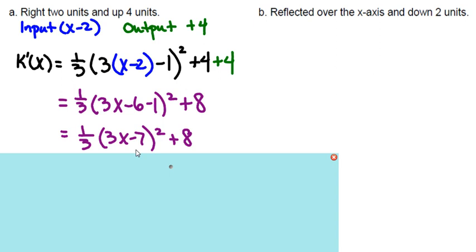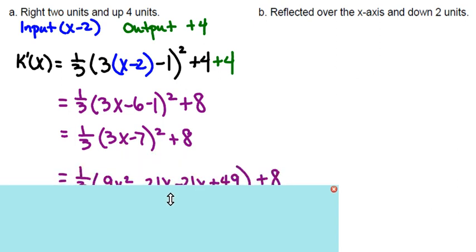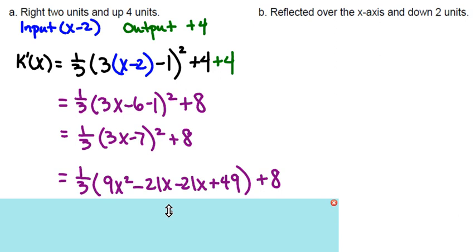Some of you like to use a box to help you do that for your distribution. Some of you like to use your arrows to help you. Whatever method works for you, use that. When you take 3x minus 7 times 3x minus 7, we should end up with 9x squared minus 21x minus 21x plus 49. We do have like terms that we can combine. Here are the linears, so we'll have a negative 42x.